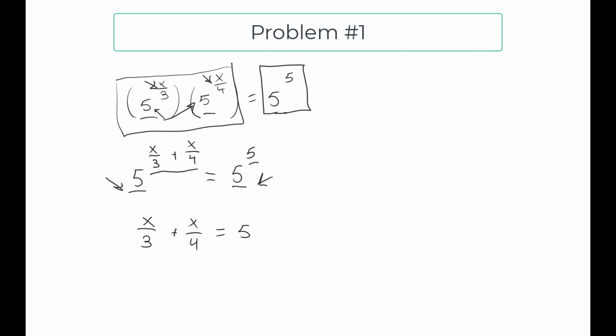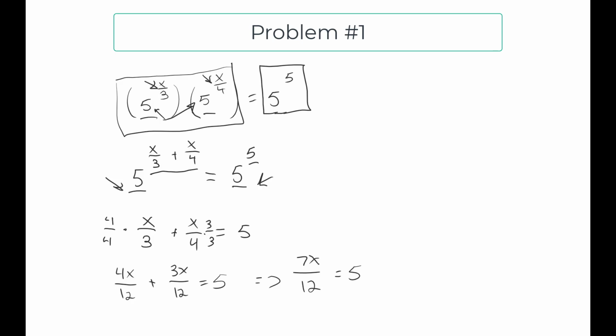So let's go ahead and add both of these fractions together. I see that they have a common denominator of 12. So on this one, I'm going to multiply top and bottom by 4. And on the other fraction, I'm going to multiply top and bottom by 3, and that's going to give me 4x over 12 plus 3x over 12 is equal to 5. When I add these together, I should get 7x over 12 is equal to 5.